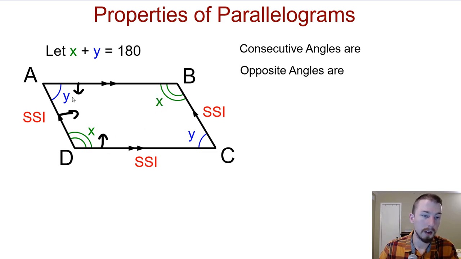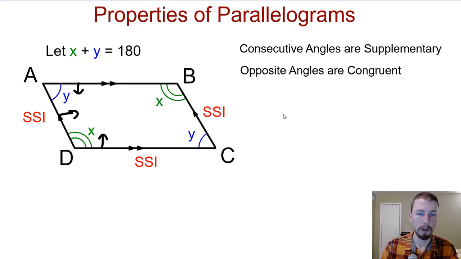Again, both sets of opposite angles are going to be congruent, and the consecutive angles, the ones next to each other, are same side interior angles, so they're supplementary. So consecutive angles of parallelograms, the ones next to each other, are supplementary, and the opposite ones, like the blue and the green ones, are congruent.